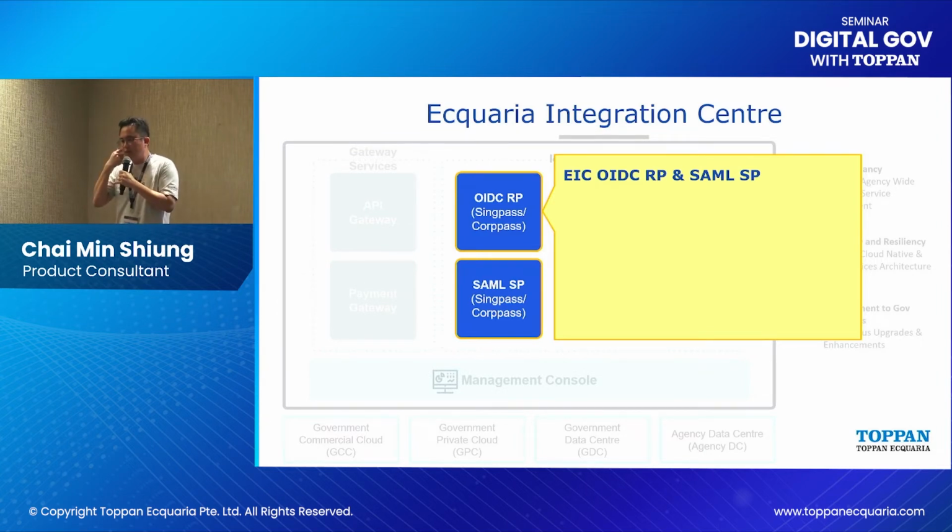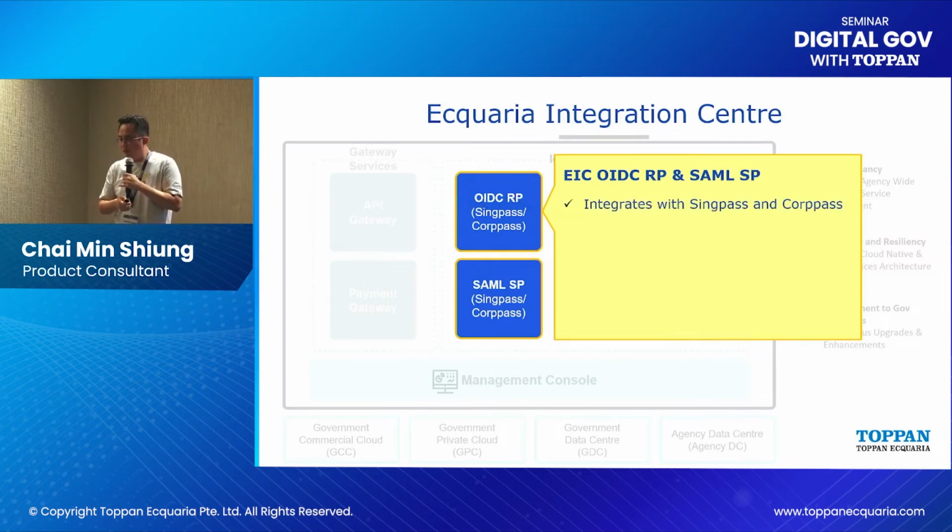OIDC, Open ID Connect, is the newer standard for SingPass Compass integration. It is a lightweight protocol based on REST and JSON JWT that is built on top of the OAuth 2.0 protocol for both your authentication and your authorization. So our OIDC RP, or OIDC Relying Party, works pretty much the same way as your SAML SP. And it helps you authenticate and authorize the user against your identity providers, which is your SingPass and Compass.